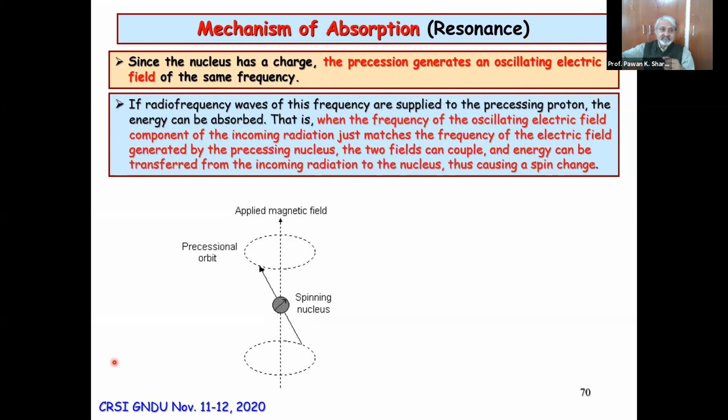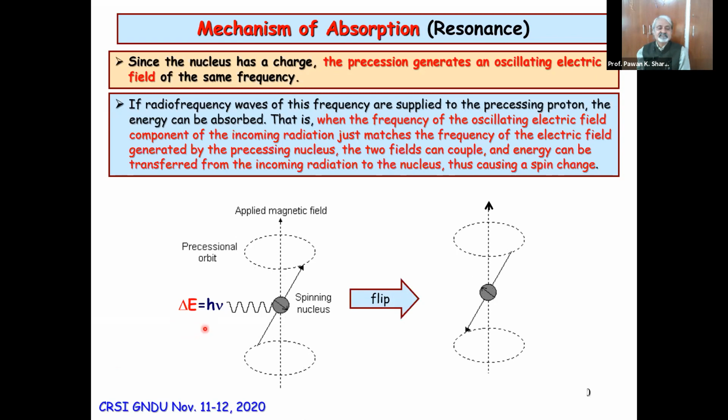Now, if I apply a radio frequency wave which matches the precessional frequency, then what would happen? The moment they match, there would be a transfer of energy. So energy can be transferred from the incoming radiation to the nucleus, and it would make it jump from E1 to E2. What is the difference between E1 and E2? If north is up and south is down in E1, then in E2, north is down and south is up. And this is exactly what you can see here.